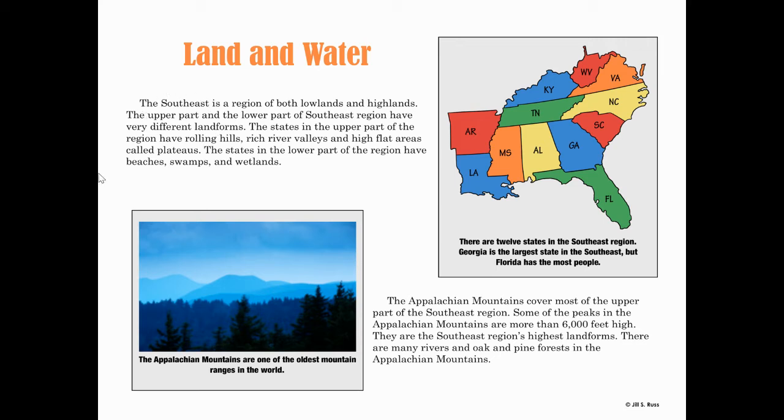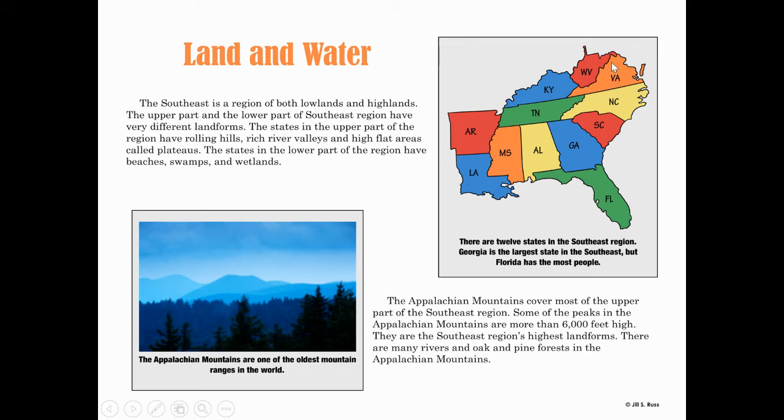The Southeast region is a region of both lowlands and highlands. The upper part and the lower part of the Southeast region have very different landforms. The states in the upper part of the region have rolling hills, rich river valleys, and high flat areas called plateaus. The states in the lower part of the region have beaches, swamps, and wetlands.